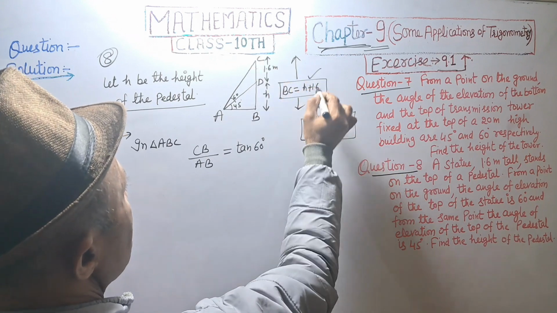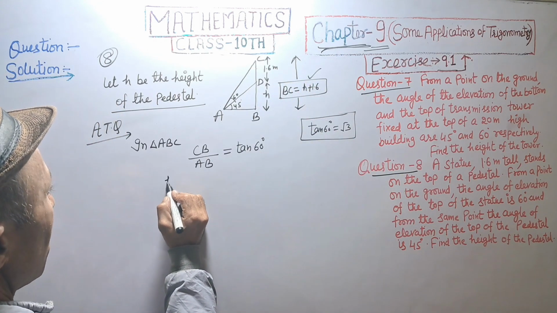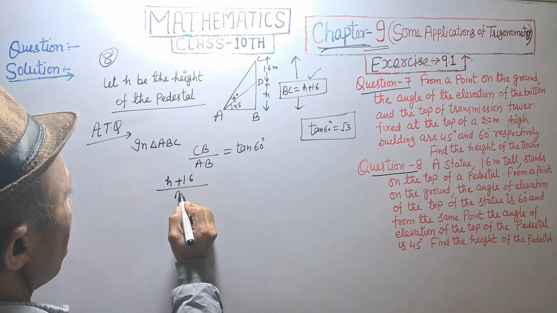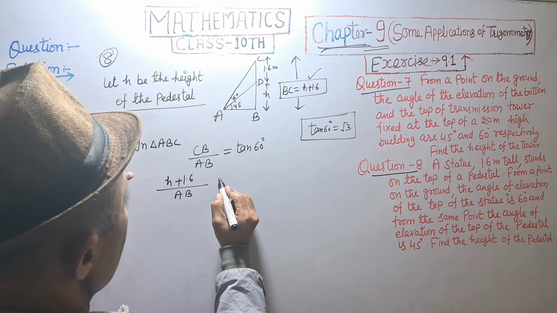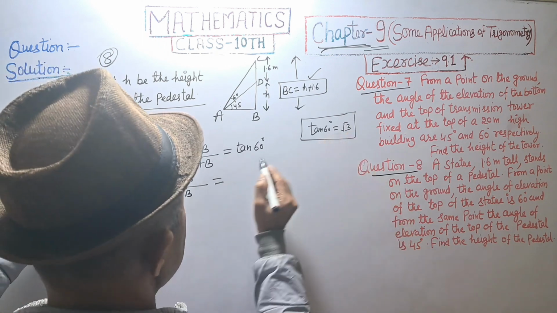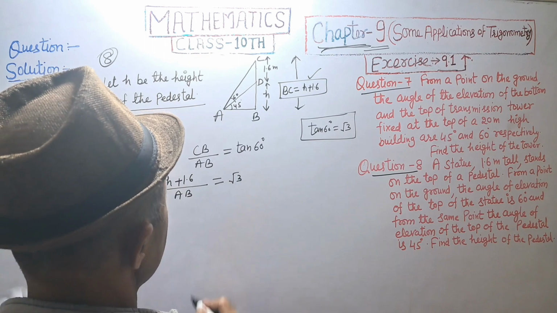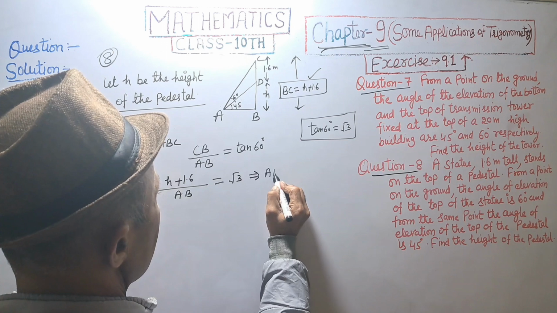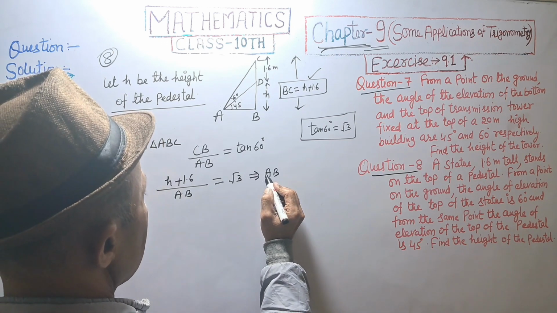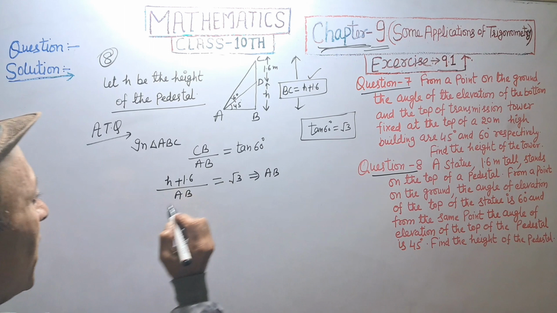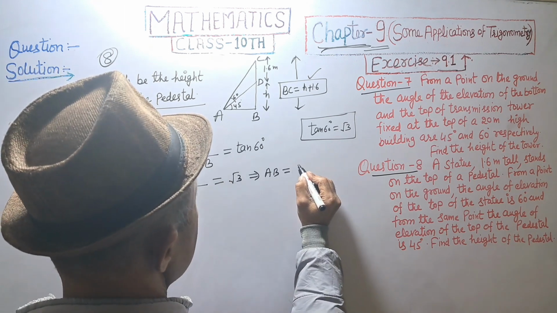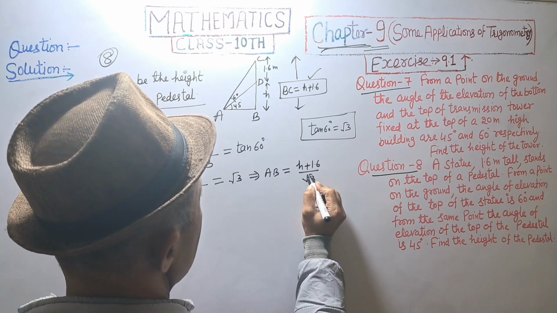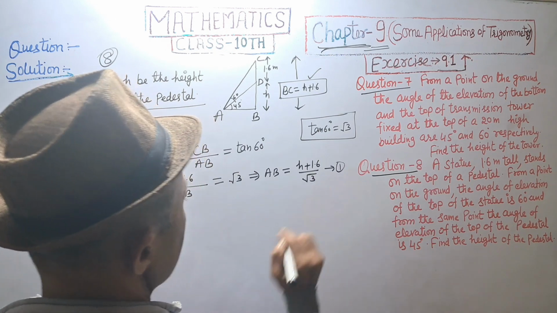CB is equal to h plus 1.6. So h plus 1.6 divided by AB is equal to tangent 60, which is root 3. This implies AB is multiplying on the right side, root 3 divides on the left side. So AB is equal to h plus 1.6 divided by root 3. It's equation number first.